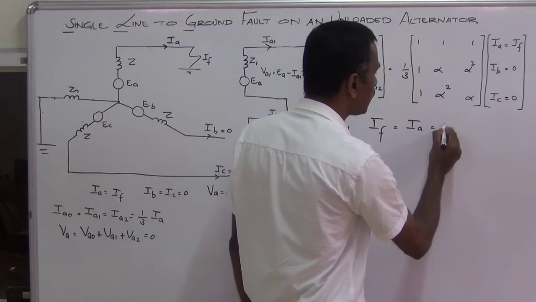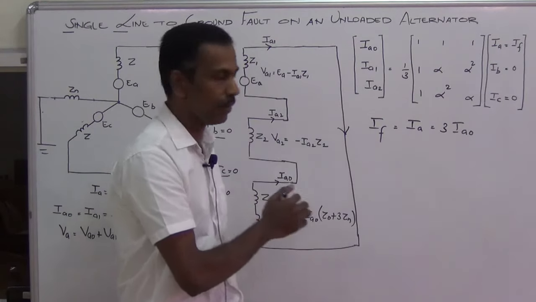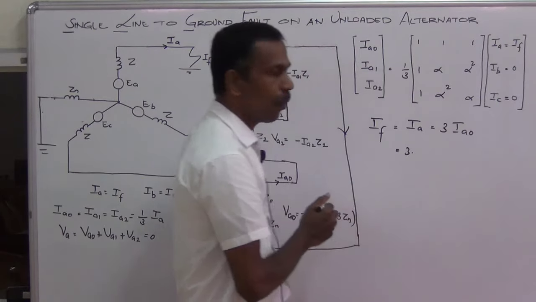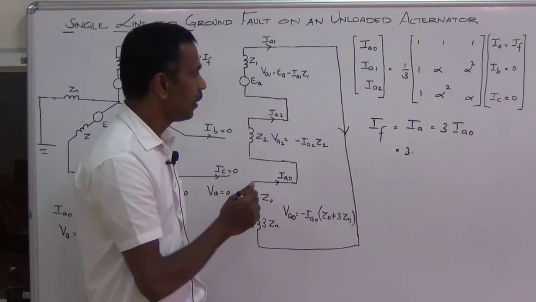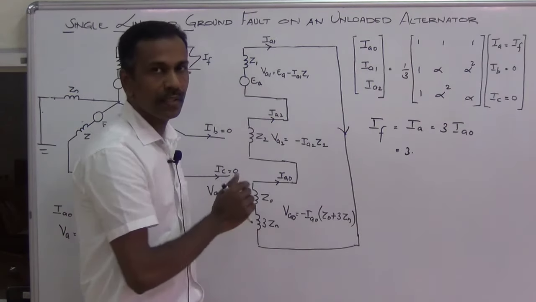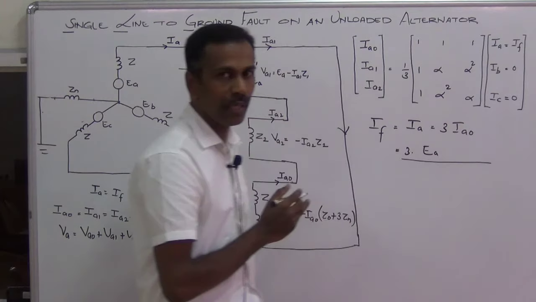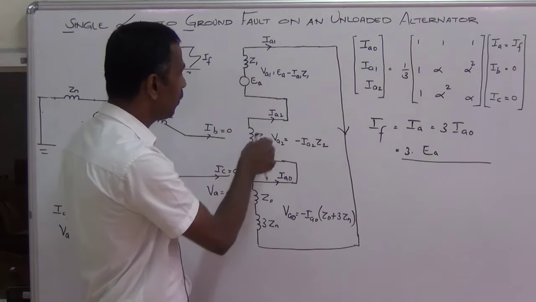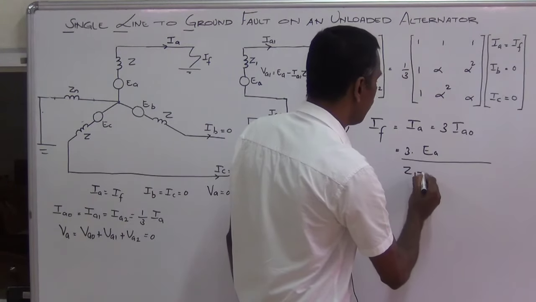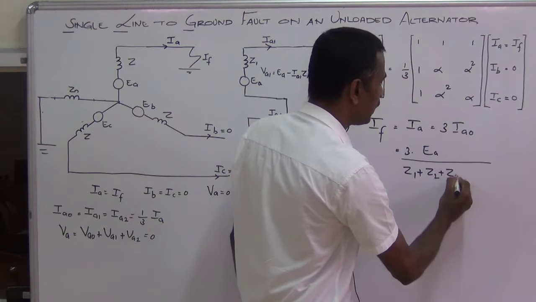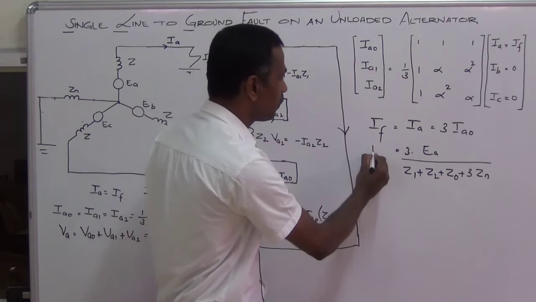IF equals IA. This is equal to 3 times the sequence current. The three sequence currents are equal. So this is equal to 3 into, what is the sequence current flowing now? What is the current flowing through this sequence network now? It is the total voltage divided by the total impedance. The voltage is EA. What is the total impedance? Here it is Z1 plus Z2 plus Z0 plus 3Zn. So this is our fault current now.